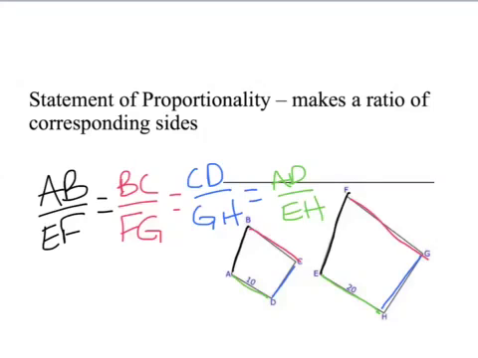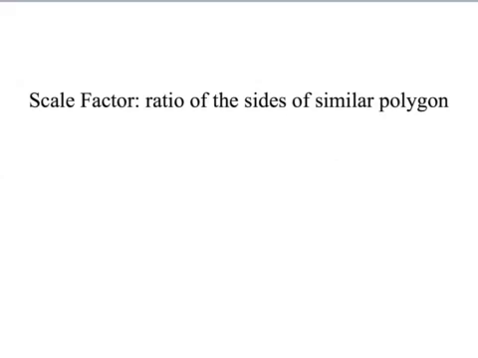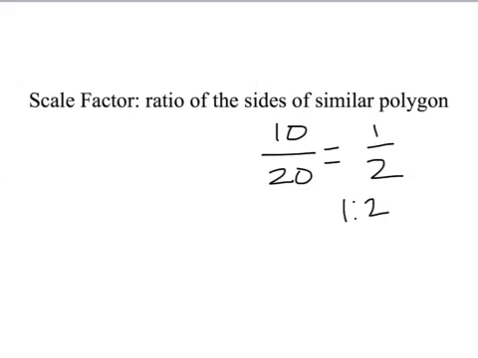Make sure that if you have the smaller polygon on top, in the numerator, then you have the larger polygon in the denominator. Scale factor is the ratio of the sides of similar polygons, and it comes from that statement of proportionality. The scale factor is really just the simplified ratio of the sides of the similar polygons. In our previous polygons, we had a side that was 10 and its corresponding side was 20, so 1/2, or 1 to 2, is the scale factor.